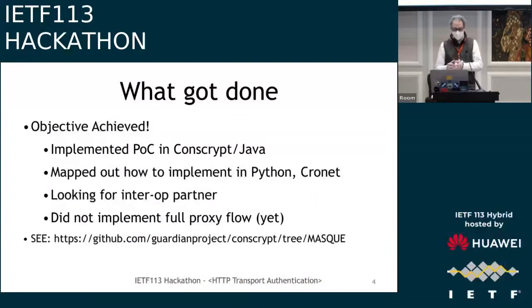So we were able to get this working in Conscrypt, quite a pile of stuff to get working for just a very thin shim. And so that was great. We also mapped out how this could be implemented in Python and Cronet. We aren't aware of anyone else doing this work, so we're sort of looking for an interop partner. We don't have a full proxy flow. We were not trying to rebuild some proxy service on the server side, so we're possibly waiting to get our Python work done before we start doing that. The GitHub repo is here.